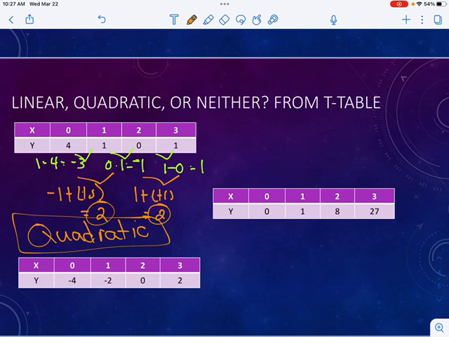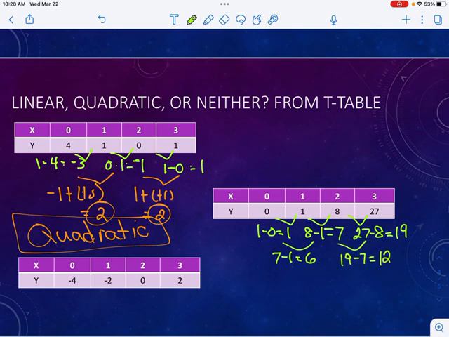So now let's try the second. Okay, so we start in and we say, okay, 1 minus 0, and that's 1. 8 minus 1, that's 7. 27 minus 8, and that's 19. Well, not the first difference. So now we try the next one. We go 7 minus 1, that's 6. 19 minus 7, that's 12. Those are not the same, so this would be a neither.